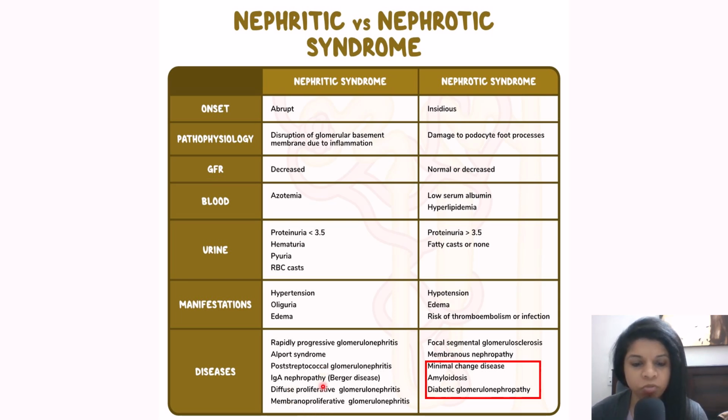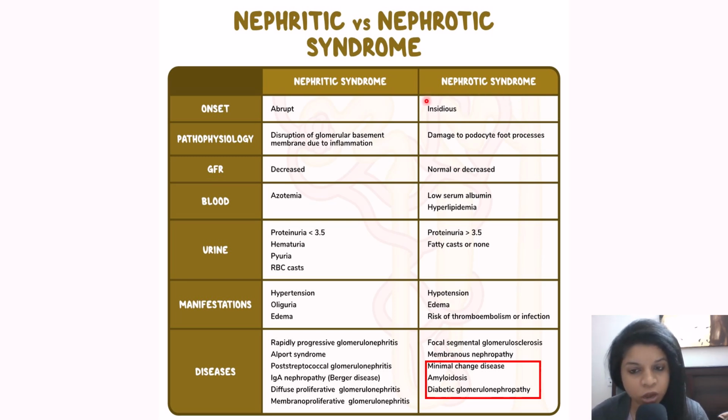Others like diffuse proliferative and membranoproliferative nephritis and all, you can remember IgA nephropathy or Berger disease. All these are antigen antibody reaction or autoimmune related diseases. So next we have nephrotic syndrome. Nephrotic syndrome is usually of insidious onset, and the patient will have damage to the podocyte foot processes only.